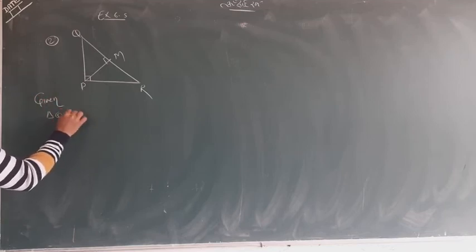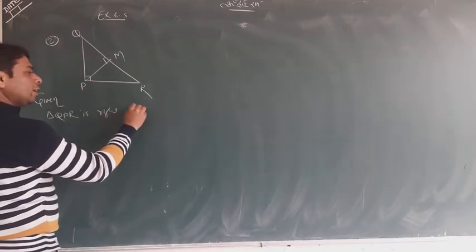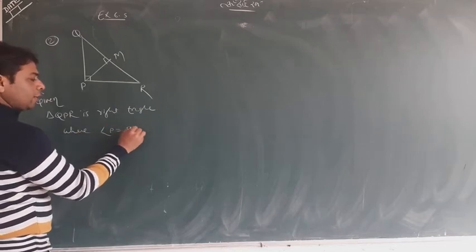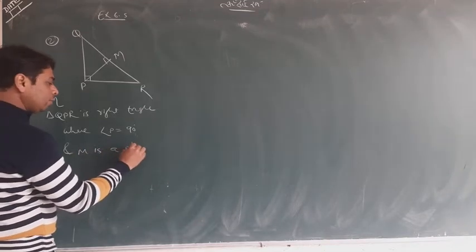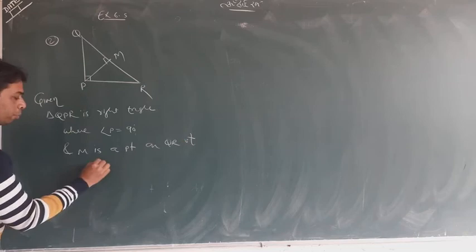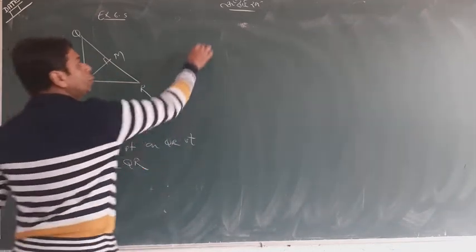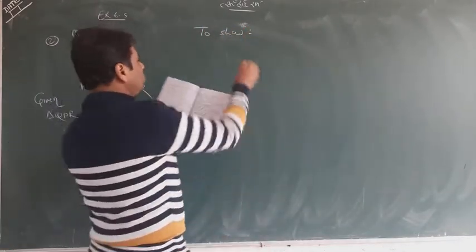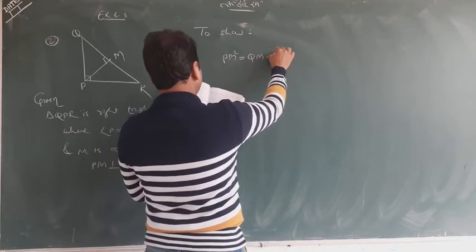triangle QPR is a right triangle where angle P is equal to 90 degrees and M is a point on QR such that PM is perpendicular to QR. To show, what to show? It's PM square equal to QM into MR.